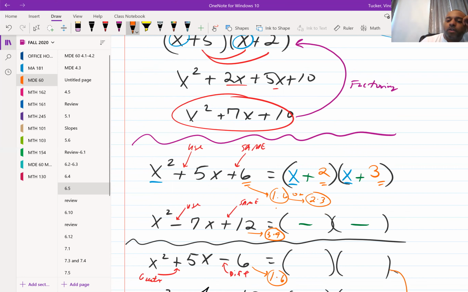All right. And remember, you always can multiply this back out to see if it'll give you what you originally had. So you always can check your factorization.